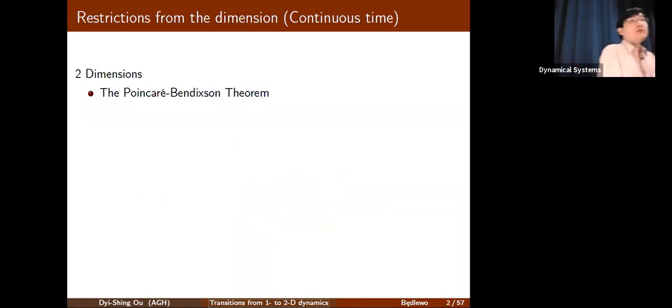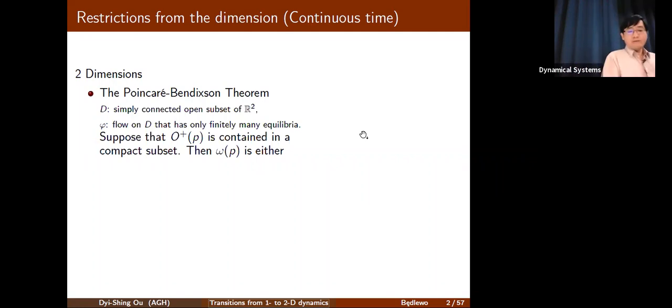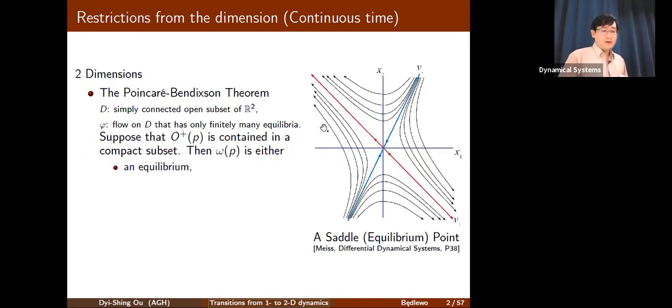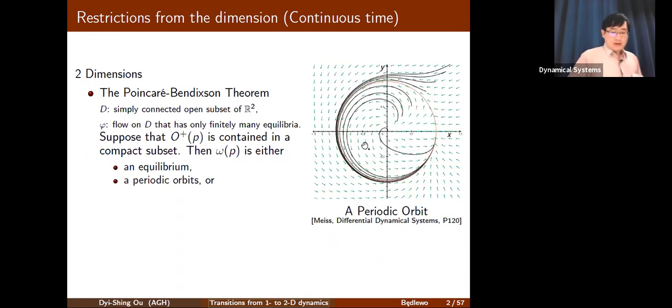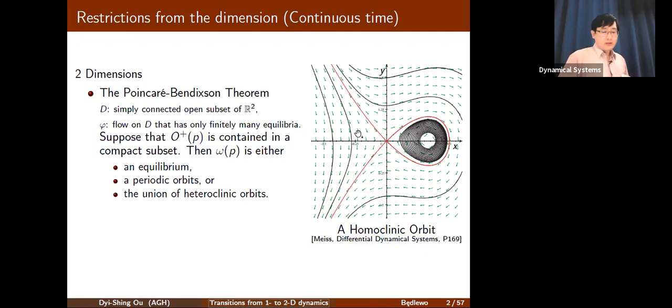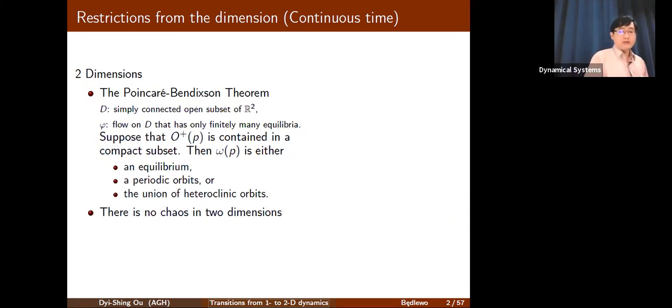There are many examples in dynamics showing that the dimension of the system will give some restrictions or affect the dynamical behavior of a system. One example, in continuous time dynamical systems, is the Poincaré-Bendixson theorem. We consider a flow defined on a two-dimensional surface, and if the forward orbit of a point is contained in a compact subset, then the omega limit set is either an equilibrium, or a periodic orbit, or the union of a heteroclinic orbit. So this means that there is no chaos in two dimensions.